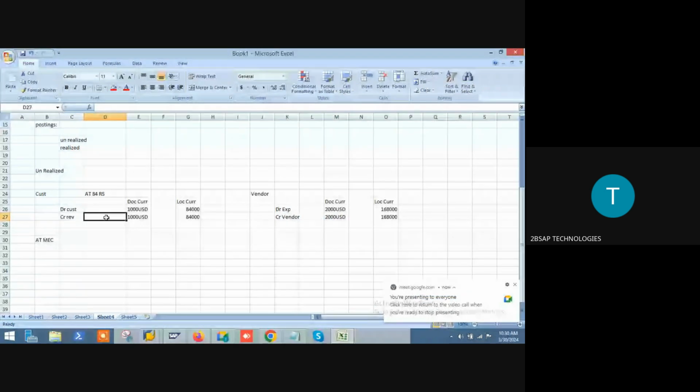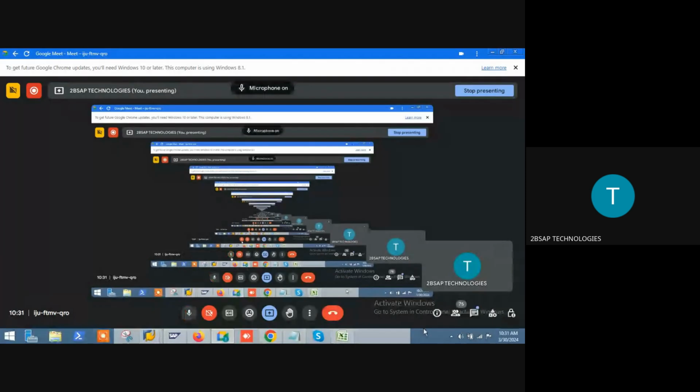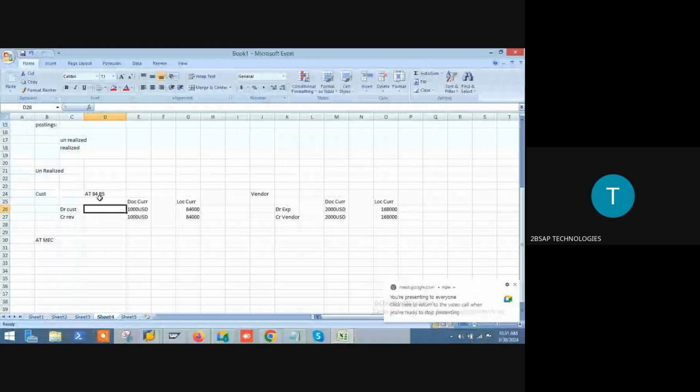So we were discussing how to post the FCR entry. What would be the entry? Okay. So we have a customer invoice and a vendor invoice, and we are going to look at how the entry will get posted at the time of month end closing.